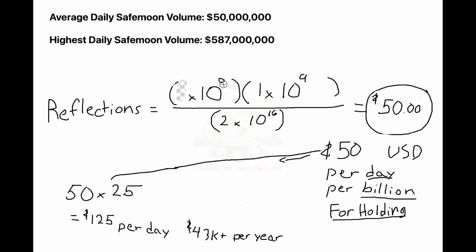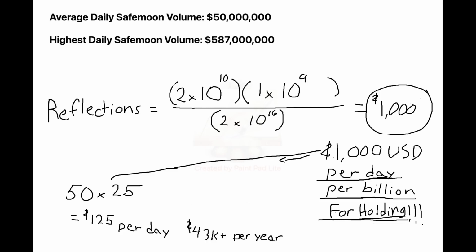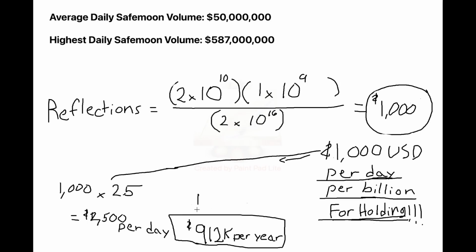So if we reach Doge level volumes, substituting in 20 billion volume and 1 billion Safemoon, we get $1,000 per day per billion Safemoon that you own. Or myself personally would be getting $2,500 per day, or $912,000 per year. This is ridiculous. It doesn't make sense. The math just blows my mind, and I think people are starting to realize this.